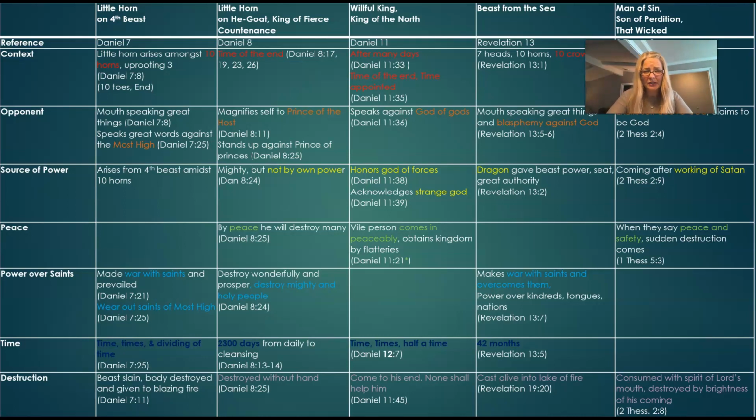So the little horn of Daniel's fourth beast, the little horn of the he-goat in Daniel 8, the willful king, the king of the north that we're reading about in Daniel 11, the beast from the sea in Revelation 13, the man of sin or son of perdition that the Apostle Paul describes in 2 Thessalonians 2, it's all describing the same final cataclysmic culminating event of history. It's no wonder that all of the prophets are so consistent, because they're talking about a time of unmatched trouble that occurs just before the return of Christ.